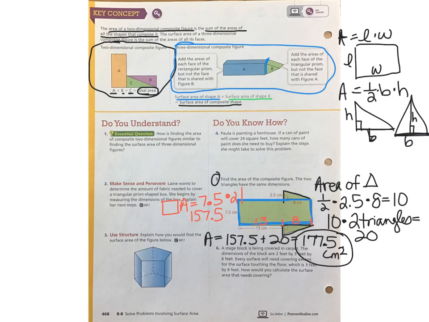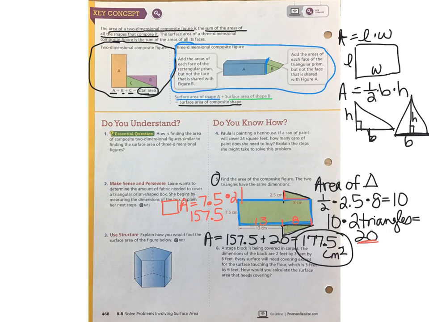The area of the 2 triangles can be found by taking half times the base, which is 2.5, times the height, which is 8. And 1/2 times 2.5 times 8 equals 10. Since there are 2 triangles, we need 10 times 2 to make a total area for the triangles of 20. The rectangle, on the other hand, we only have one of those shapes.